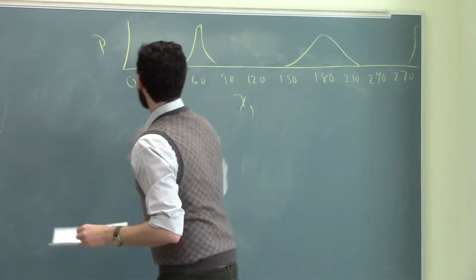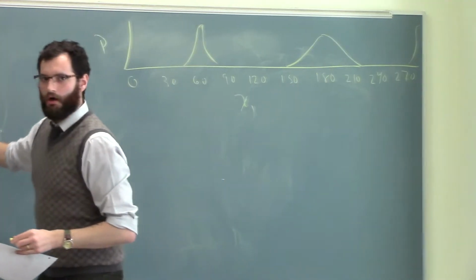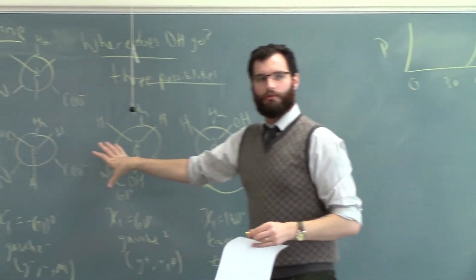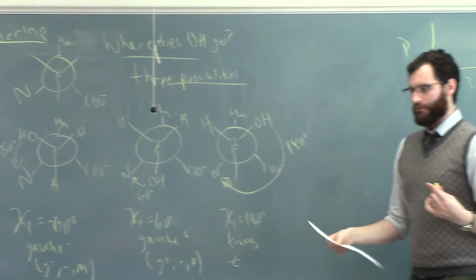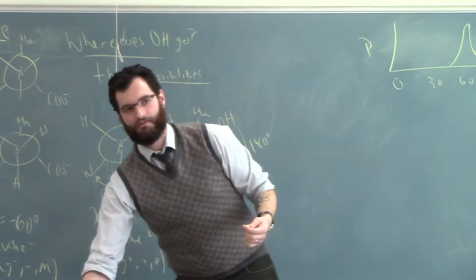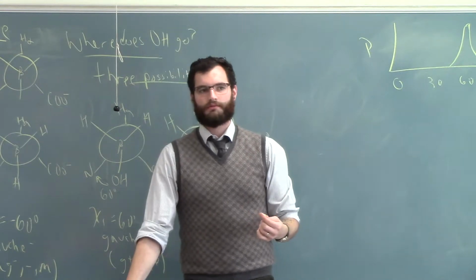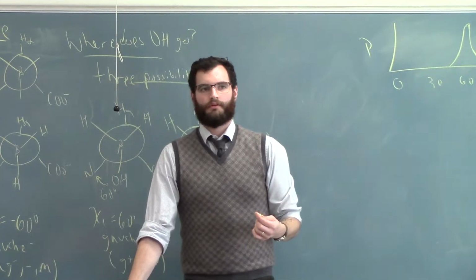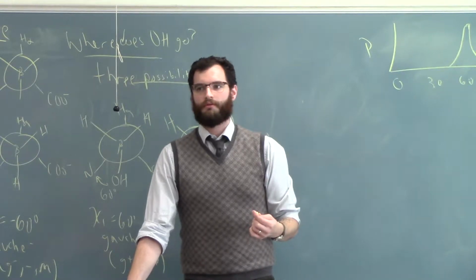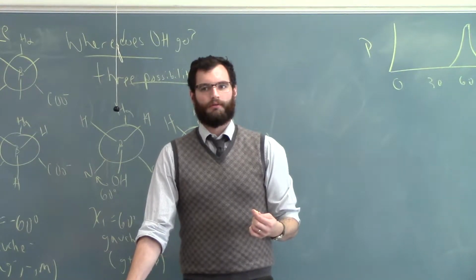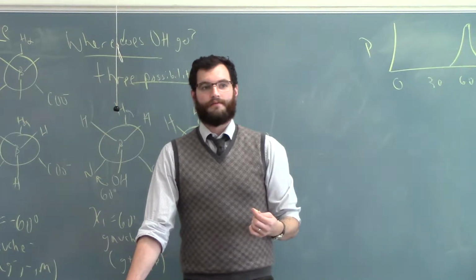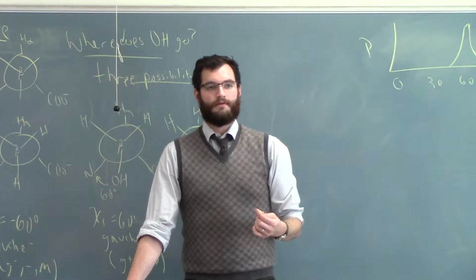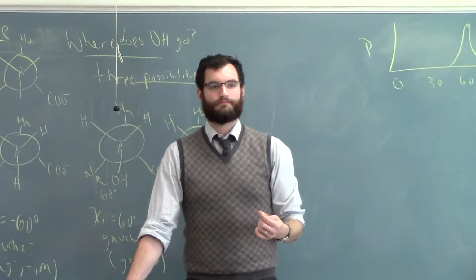And so each of these conformations aren't equally probable. And so I guess the first question we have is, why is that? Does anyone have any ideas why that might be? The repulsions between two groups would cause an unfavorable energy.